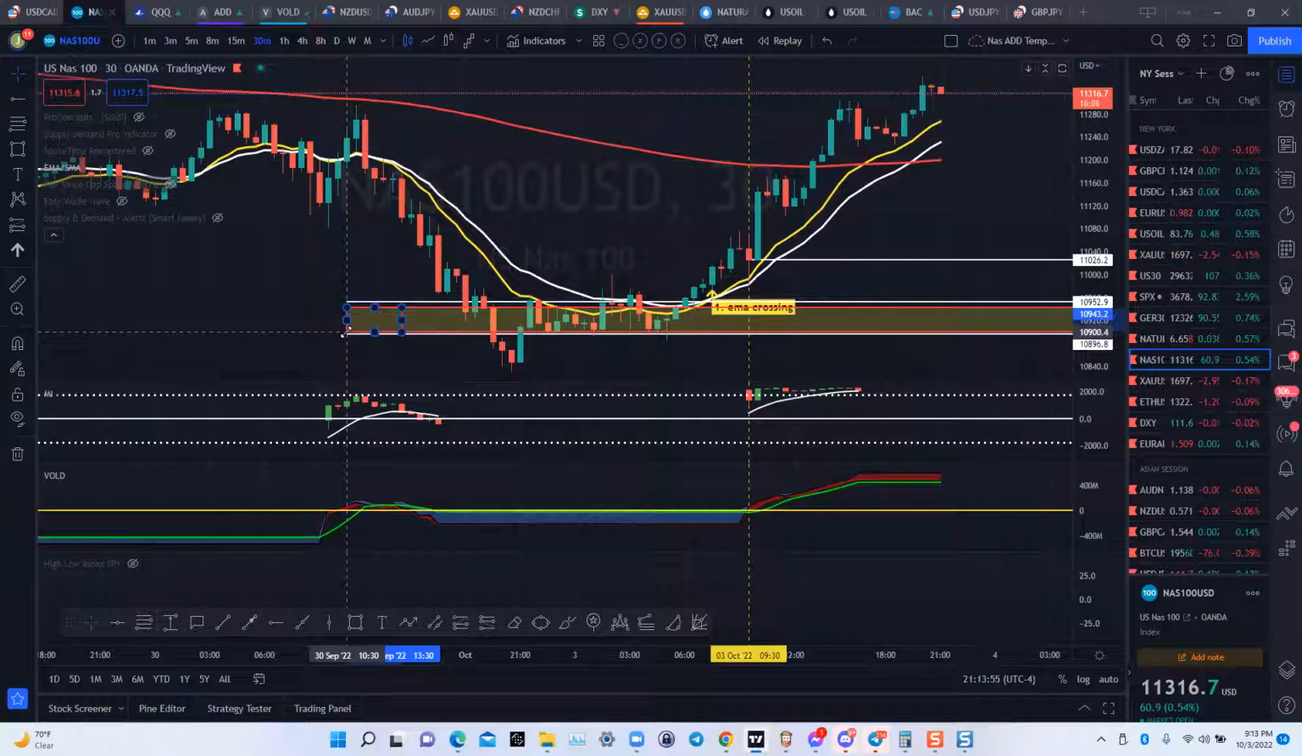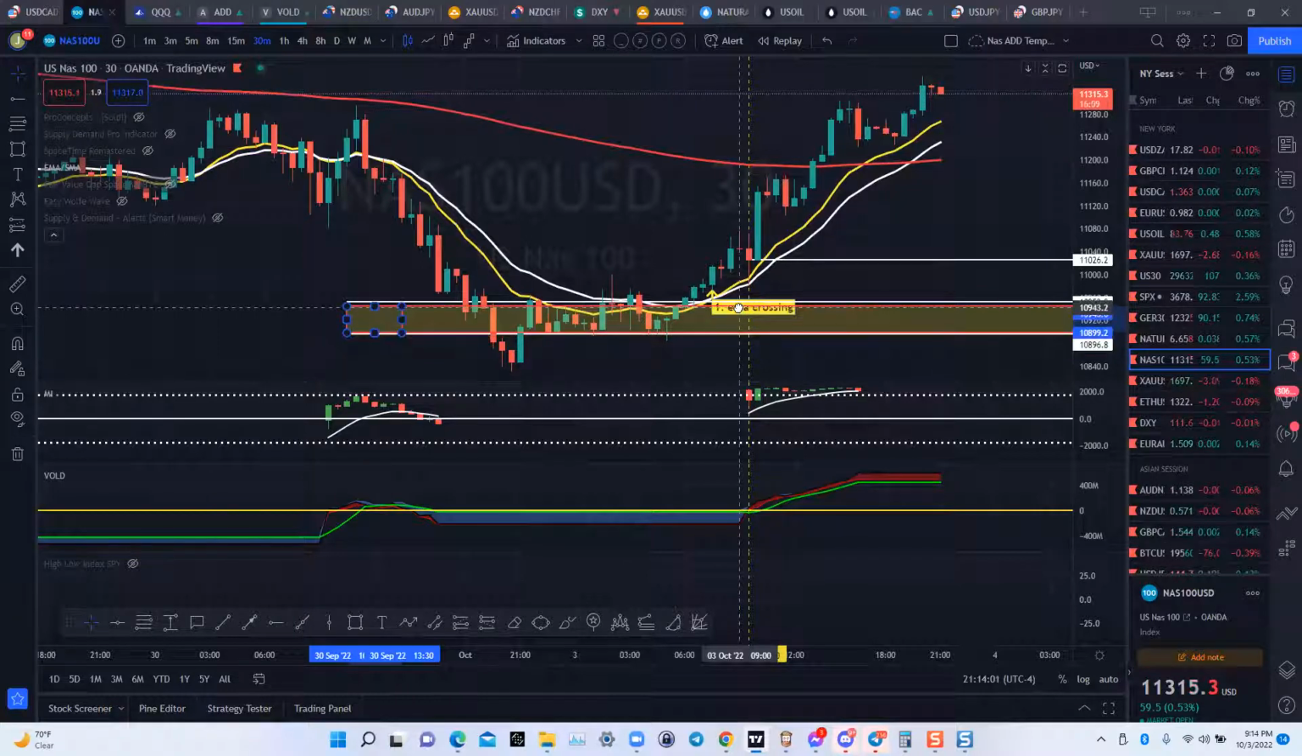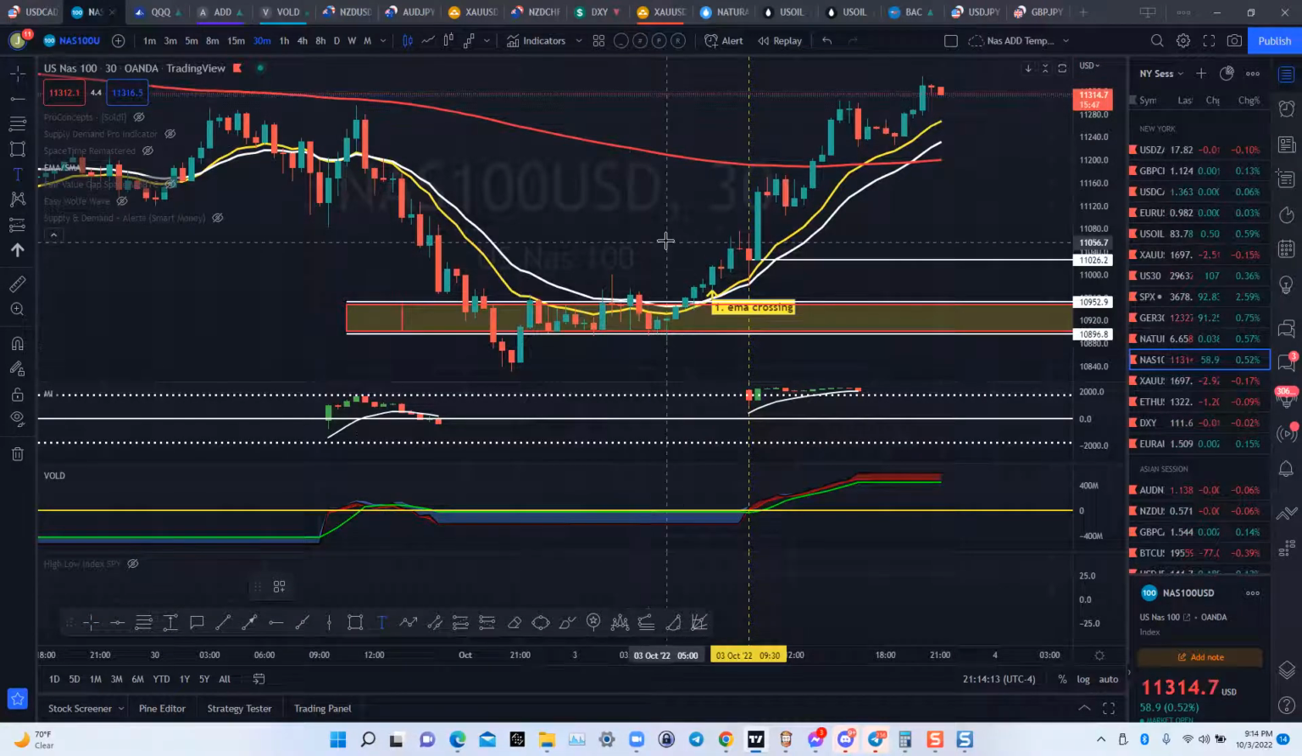So you see that broke out, right? EMA crossing here, and then you have a breakout here. Where's the breakout? Right in here, I told you. It broke out here and retested. It broke out above the EMAs. So that's number 2. Number 2 is going to be the breakout.